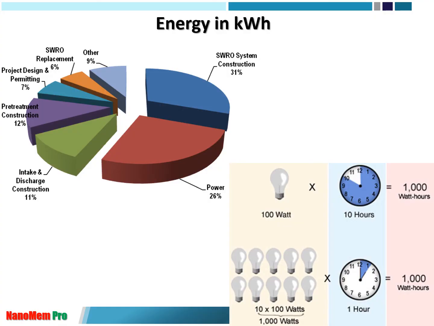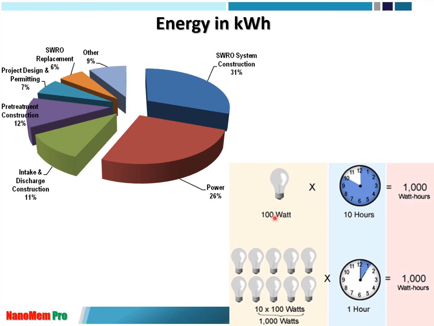If we look at the cost, SWRO system is 31%, power 26%, intake and discharge 11%, pretreatment construction 12%, project design and permitting 7%, SWRO replacement 6%, others 9%. So if you look at all the costs of a desalination plant, power is 26%, so we have to first understand what a kilowatt hour per cubic meter means.